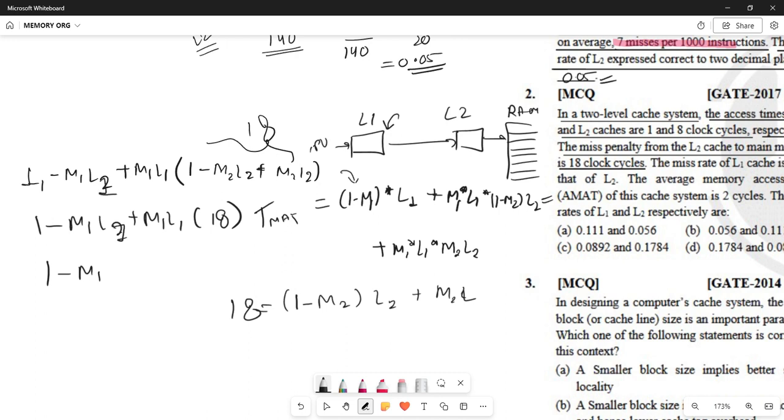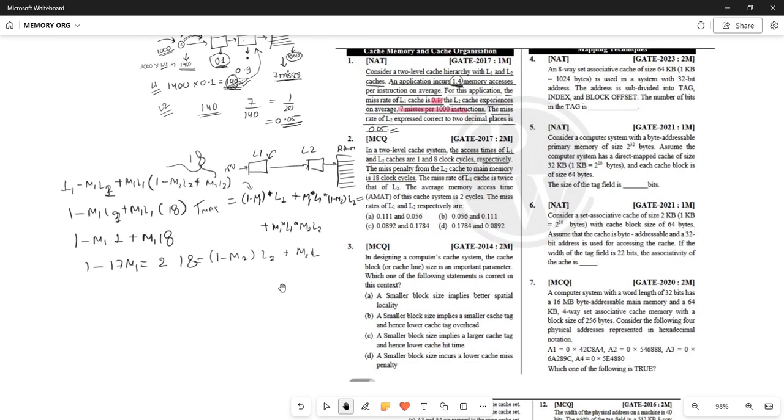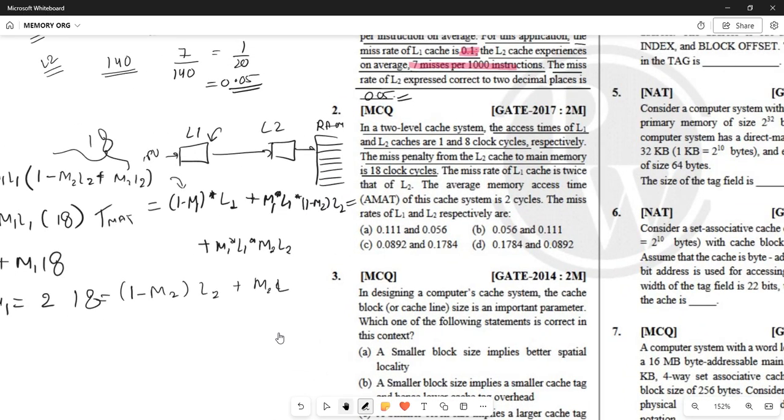One. This is L1, right? What is L1? It's not possible. We'll have to try it again.